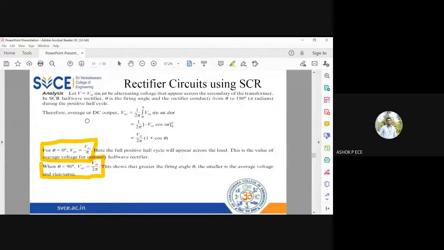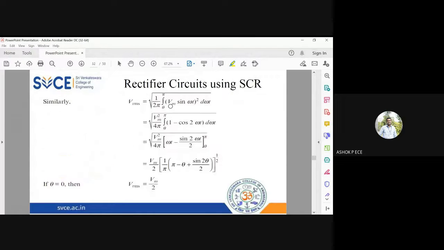Average means the DC output, and RMS means, since I am giving a sine wave, it is going to be the RMS output. And see here, I am taking the limits from theta to pi, because theta is the starting of conduction. I am not taking from 0 to pi. That is one thing you have to observe in the integral. Integration I am not going to explain, as integration is known to you. I am using the basic formulas for integration.